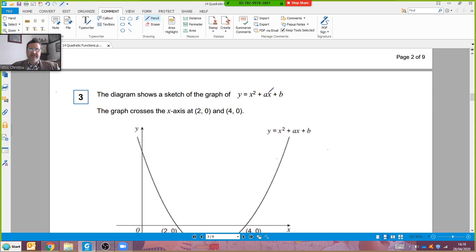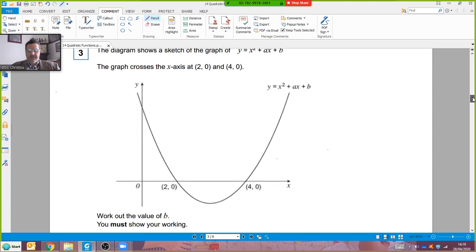There's nothing in front of the x, and there's the dangly bit, as I call it. They're calling it b. And the graph crosses at (2, 0) and (4, 0). Guess what the 2 is? The 2 is the root. That's what I want to hear. And guess what the 4 is?